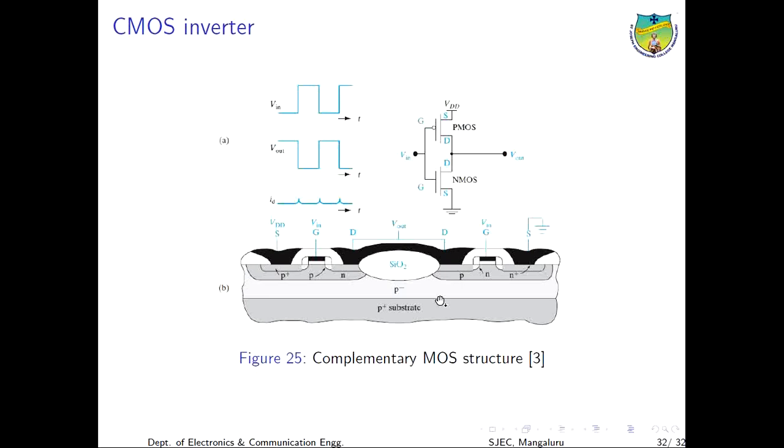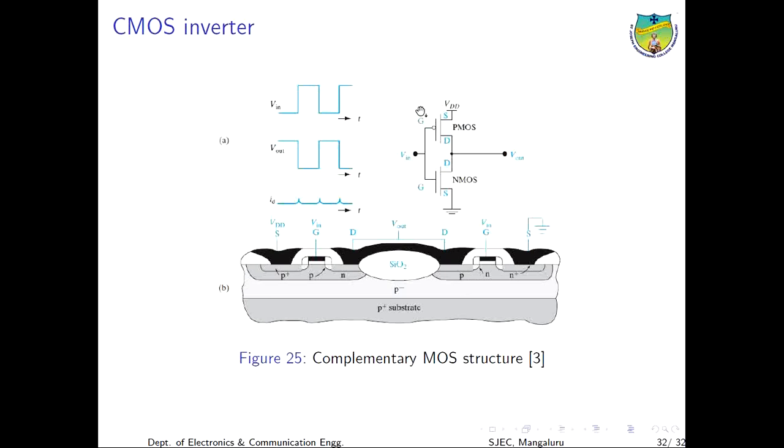Complementary metal oxide semiconductor is a combination of N-channel and P-channel MOS transistors. Here on the left you can see the N-channel transistor, and to the right you have the P-channel transistor. Both these transistors are fabricated on a single substrate. This type of device is particularly useful in digital applications.